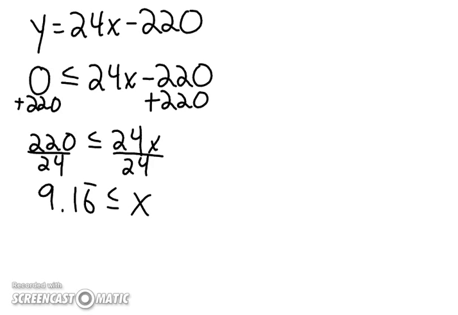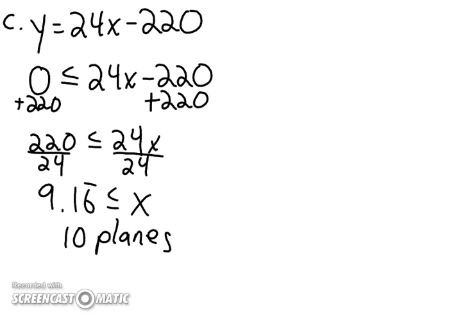So she can't sell 0.16 of a plane. She's not going to break off half of a wing and give it to somebody and demand that they pay for it. That wouldn't make any sense. So to make a profit greater than 0, she has to sell more than 9.16 planes. So she has to sell 10 planes. 9 wouldn't be enough. 9 times 24 is 216. That would be $4 short of making a profit. She needs to sell 10 planes to make a profit. So that was part C.